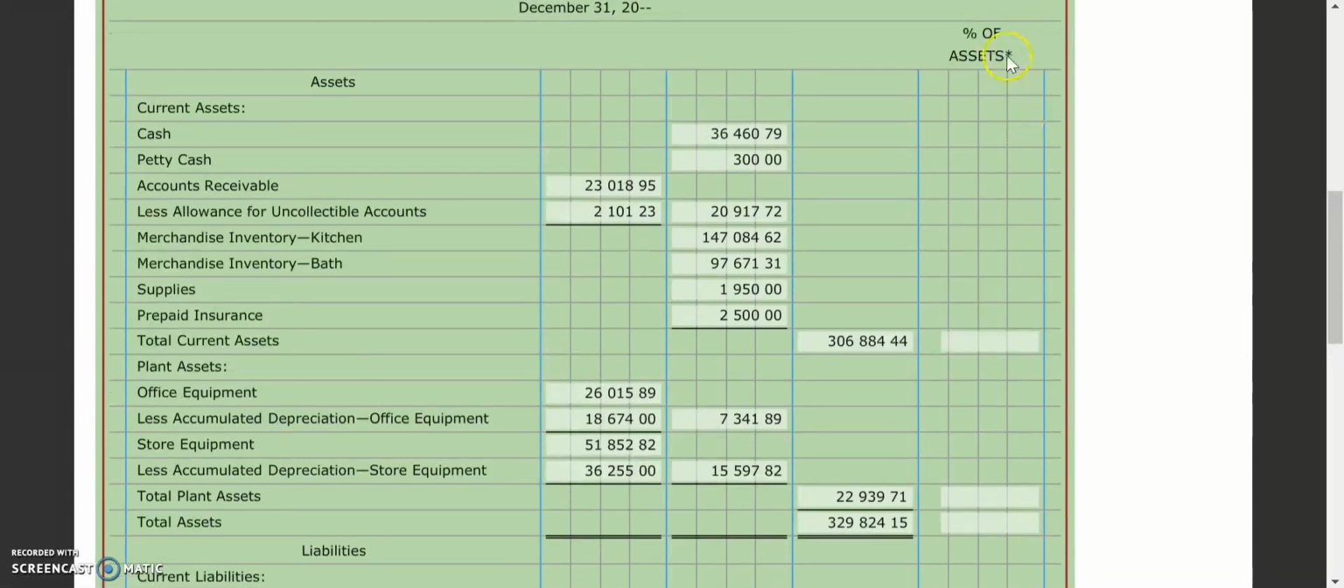With our percentages, all we're doing is taking our percentage of our assets. So notice that our total assets down here would be 100.0. And then we take our plant assets, 22,000, and divide by our total assets, and we get 7.0. And then we take 306 divided by 329, and we get our percentage for current assets, which is 93.0. Okay, and so our asset section of our balance sheet is complete.